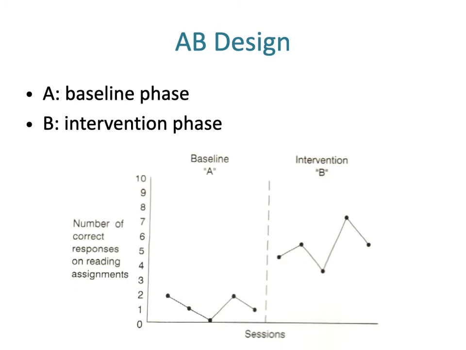So in research, when we have baseline and intervention phase, we call this an A-B research design. You see, A means baseline phase, B means intervention phase. So in the graph, you see this researcher had 5 baseline data points. And move on to intervention. We don't know which intervention strategy the researcher used, but the researcher had 5 intervention data as well. And on the left side of the graph, you see number of correct responses on reading assignment. So that's the student behavior this researcher collected data on.